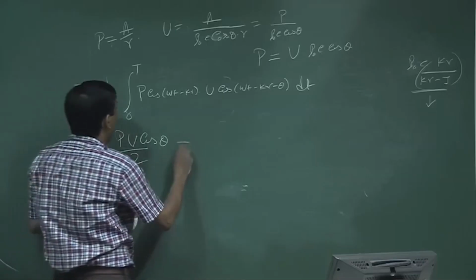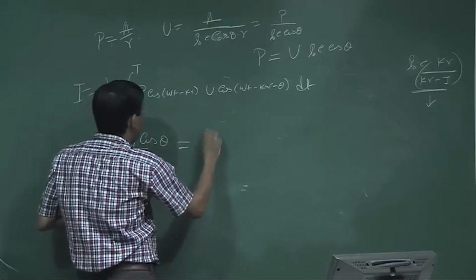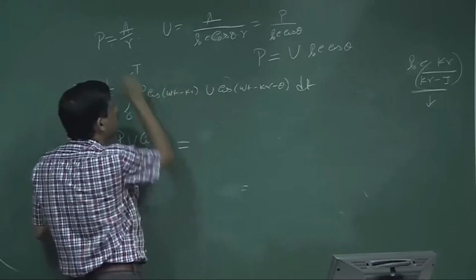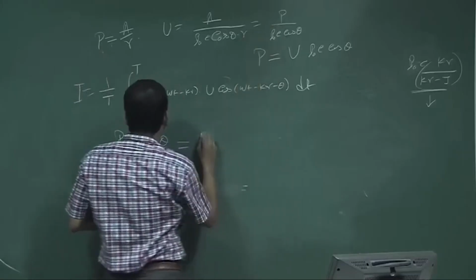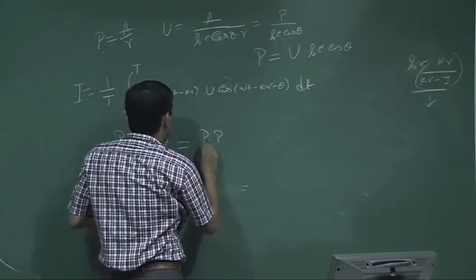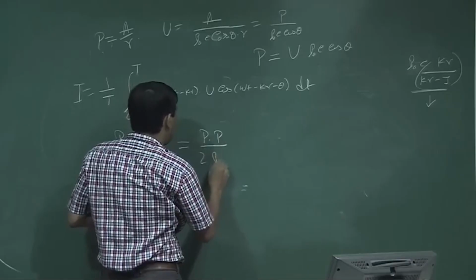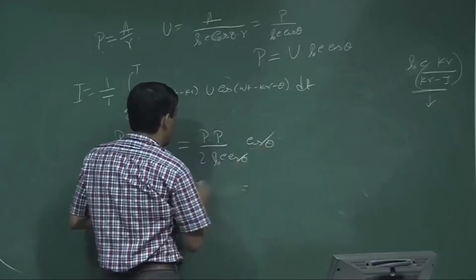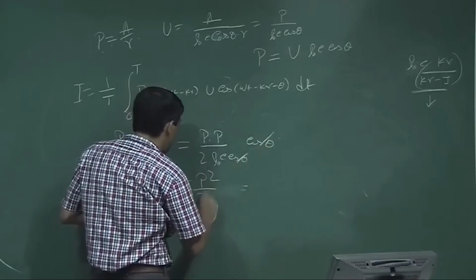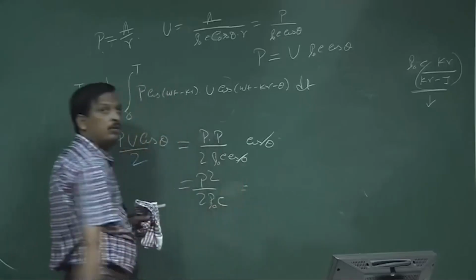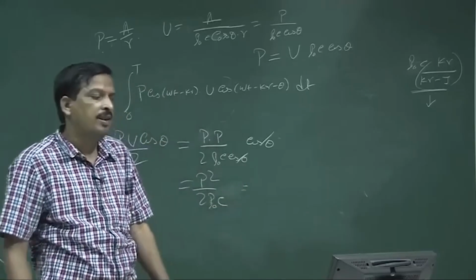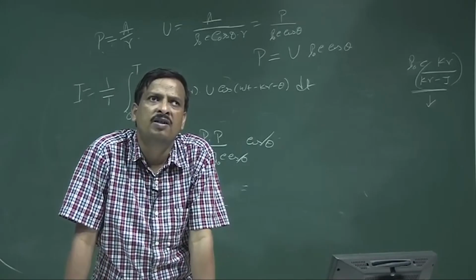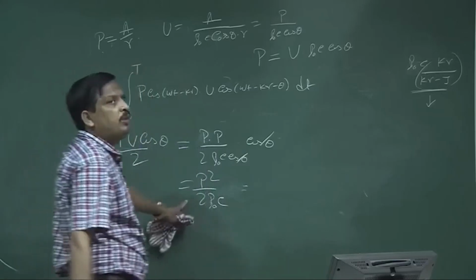So, if I get that, I can replace U in terms of P. So, U is P by (rho 0 c cos theta), so it is P into P by 2 rho 0 c cos theta into cos theta, and cos theta cancels. So, it is P square by 2 rho 0 c. So, it is the same as the linear wave intensity equation.